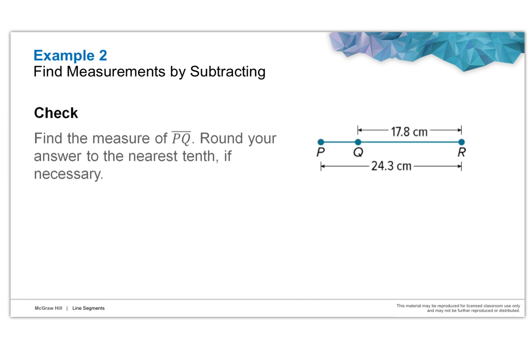Now we've arrived at a check for finding measurements by subtracting. This is at the top of page 20, right under the notes we were just taking. Go ahead and pause the video and see if you can take these decimal values and use subtraction to find the measure of what is missing, which is PQ is what they're asking you for.